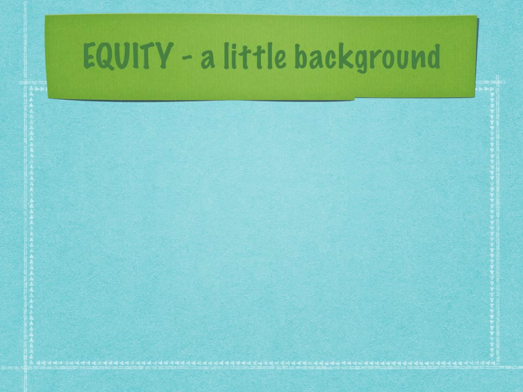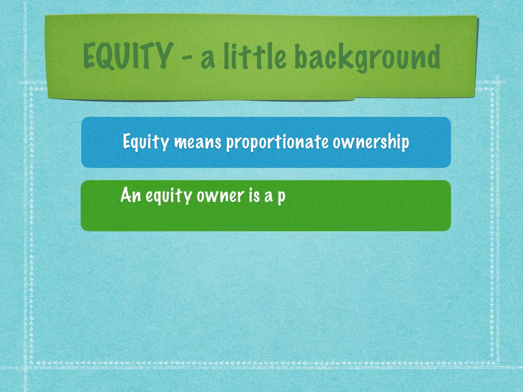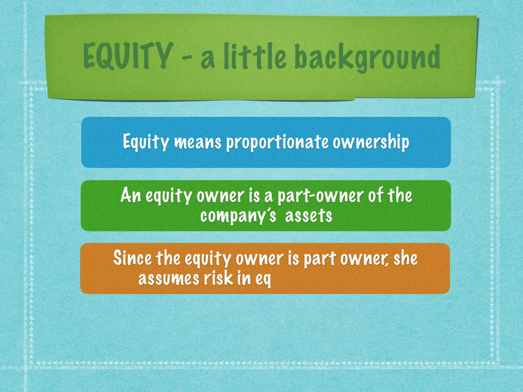Let's take a little background on equity. Equity basically means proportionate ownership. So the proportionate is proportionate to the equity shareholders or to the complete capital of the company. Ownership defines that they are the owner of the company's assets. So an equity owner is a part owner of the company's assets. So that elaborates on the first point, that is proportionate ownership.